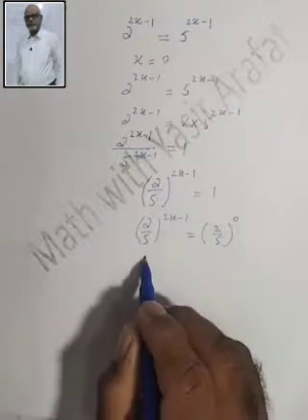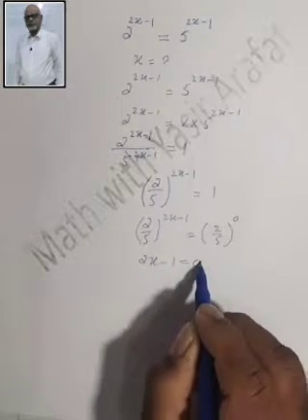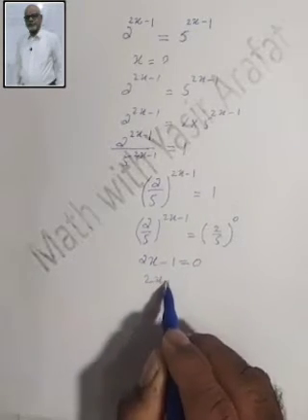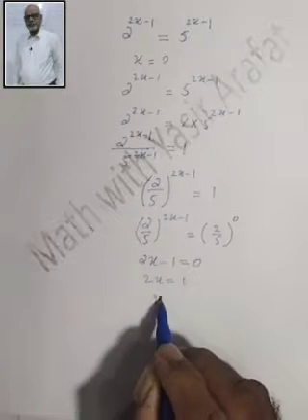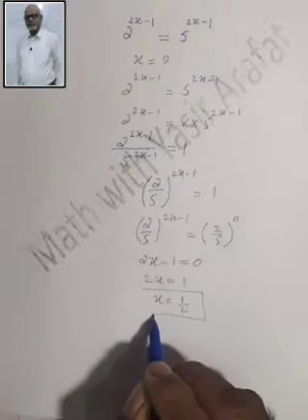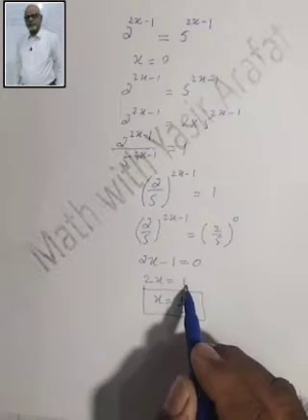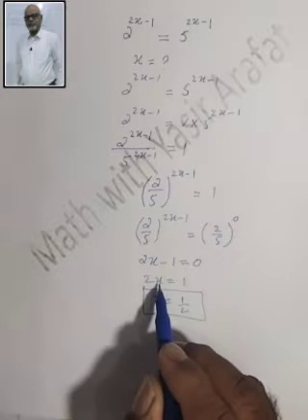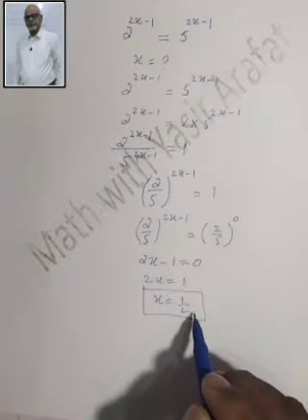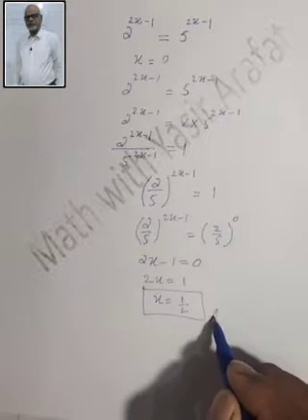So bases are same. So therefore x-1 is equal to 0, and x is equal to 1. Minus 1 we have to shift to the right hand side. When we shift here, it will be in the division form. So this is the value of x.